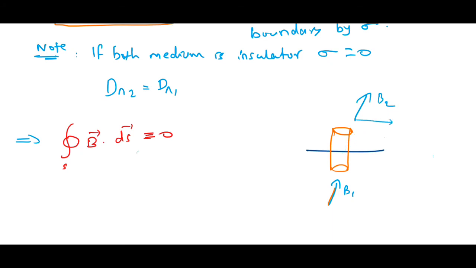Then this is BT2 and this one is BN2, and here this is BT1, this is BN1. Here our dS vector, this is our dS vector.